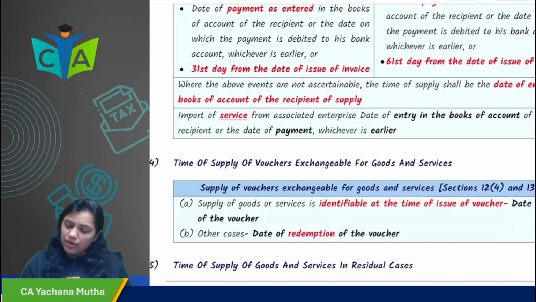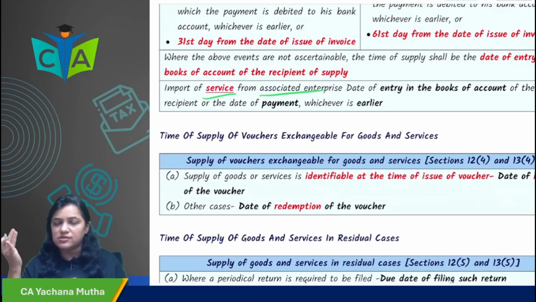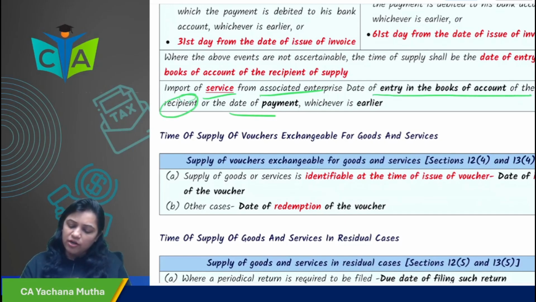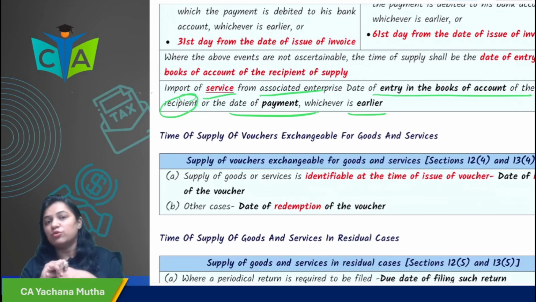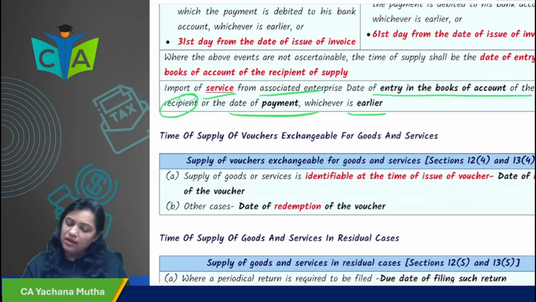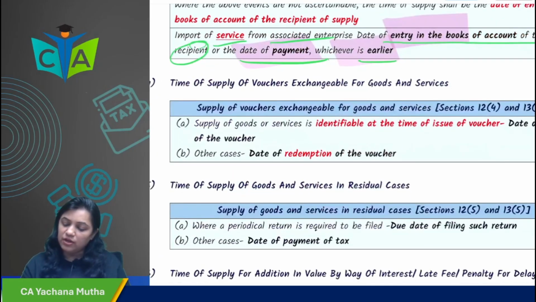Now, in case of import of service, when you are importing the services from an associated enterprise, what would be the time of supply? The time of supply would be the date of entry in the books of accounts of the recipient, or the date of payment, whichever is earlier.